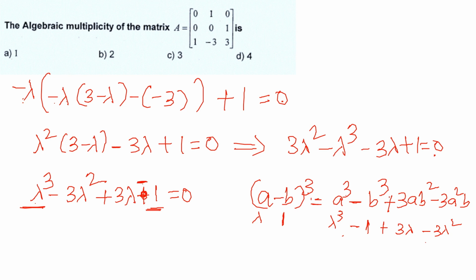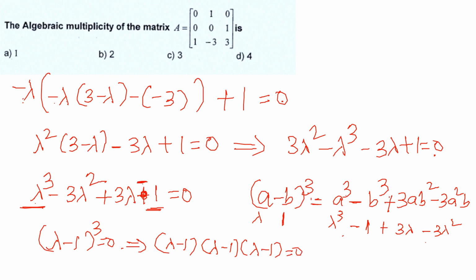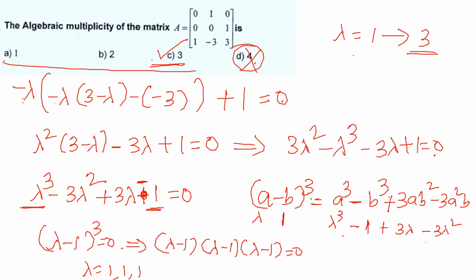So the equation can be simplified as lambda minus 1 whole cubed equals 0. That yields lambda minus 1 times lambda minus 1 times lambda minus 1 equals 0. So the roots are 1, 1, 1. So the algebraic multiplicity of lambda equals 1 is 3, because 1 is occurring 3 times. So the correct answer is option C, 3. One most important thing here is that the algebraic multiplicity of a matrix cannot be greater than its size. So you can eliminate this one directly, then you can choose one among these options. For this question the correct answer is option C.